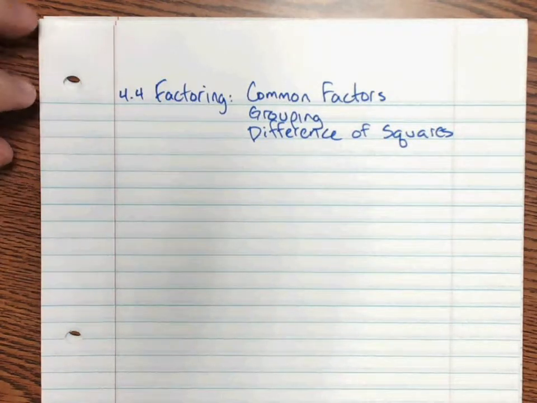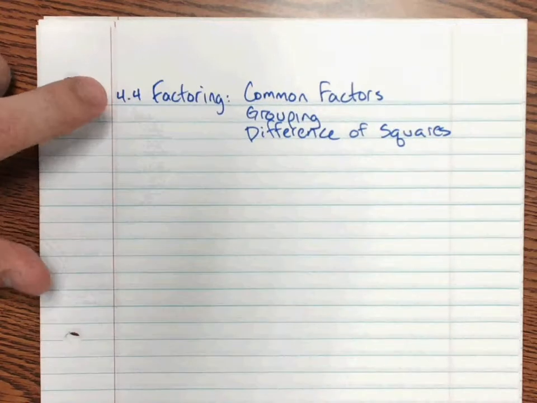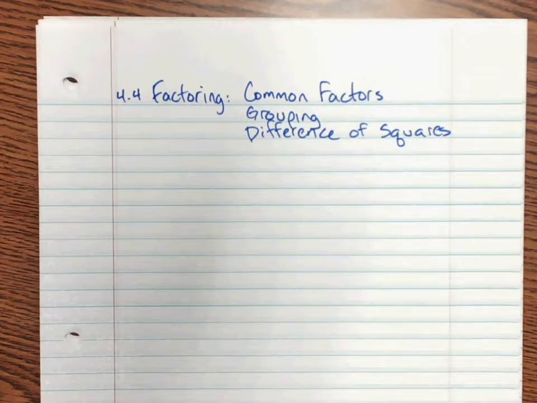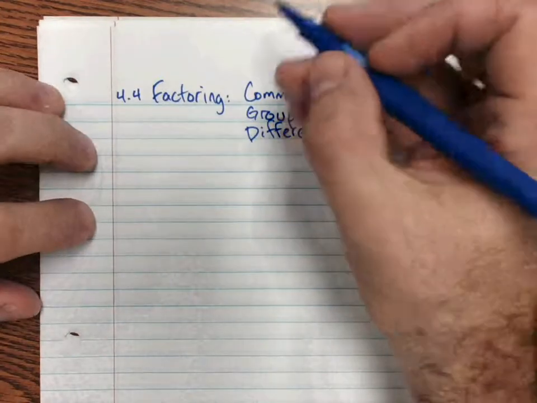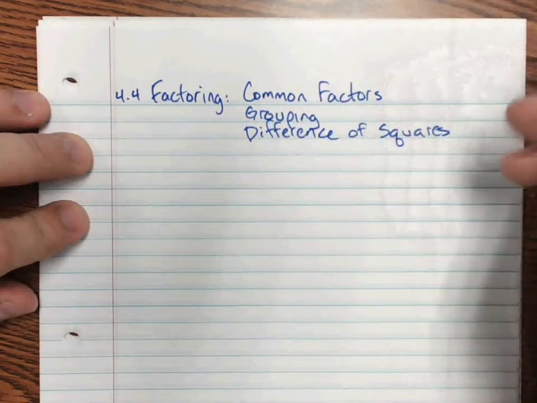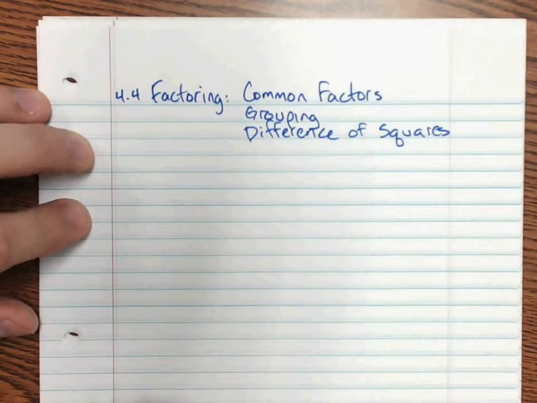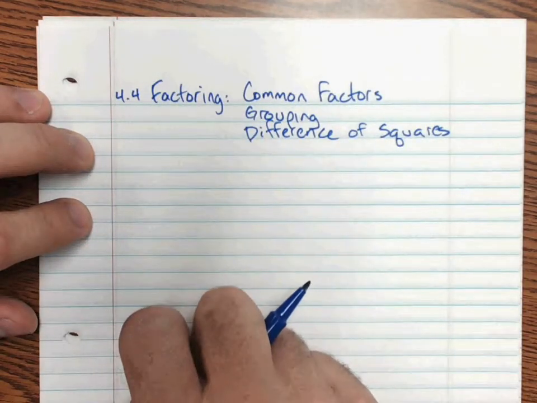Welcome back to Lesson 2, or Lesson 4.4. We're talking today about factoring using common factors, factoring by grouping, and factoring by difference of squares. And in fact, this first one is going to be greatest common factor, but we'll come back to that in a second. So factoring is something you've done in Algebra 1 and Algebra 2.